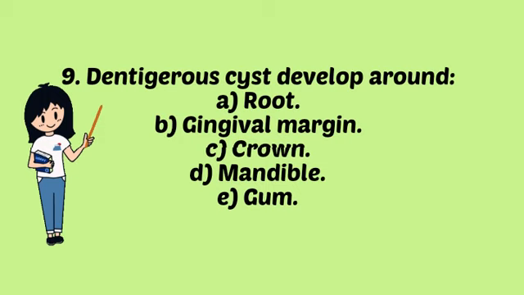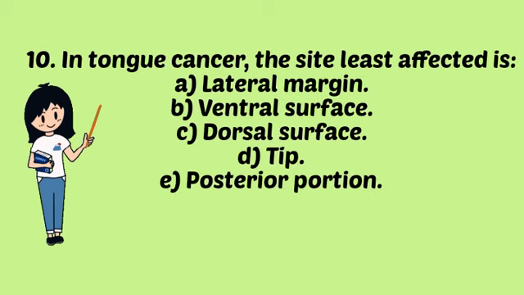9. Dentigerous cysts develop around A. Root. B. Gingival margin. C. Crown. D. Mandible. E. Gum. Option C is correct. Crown.